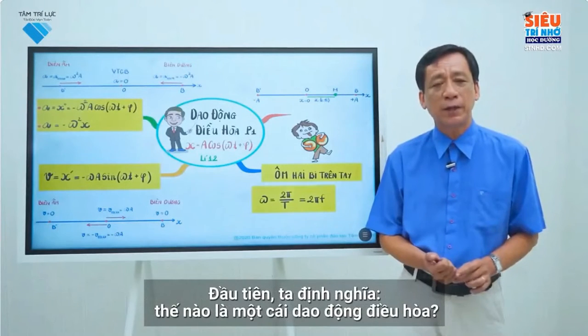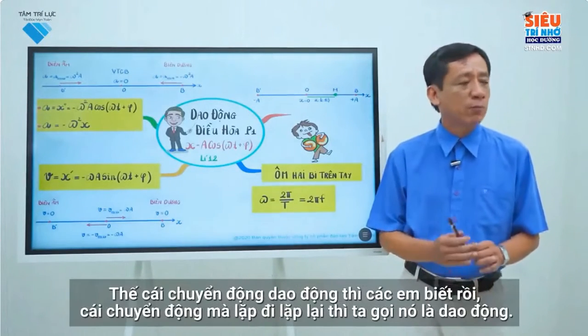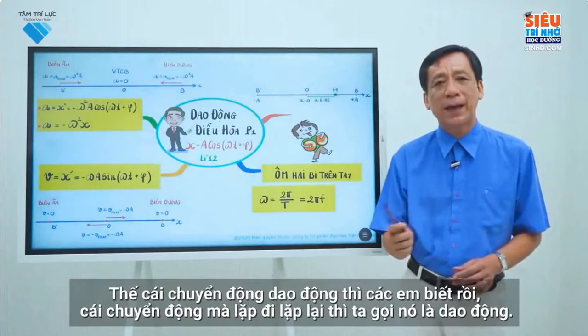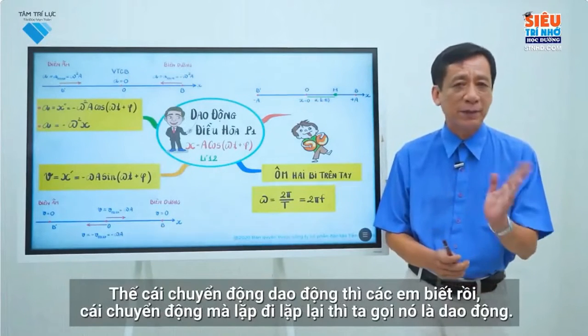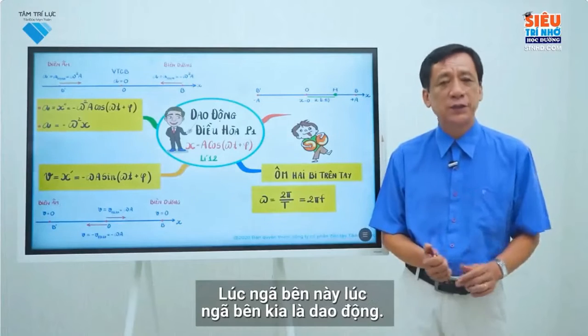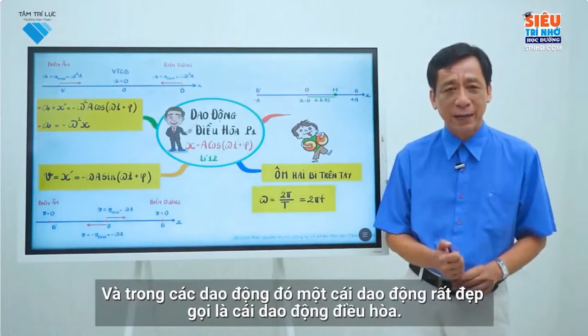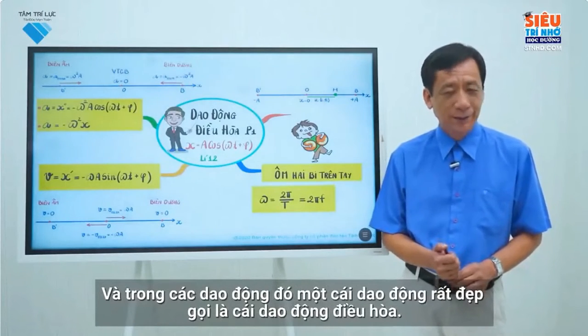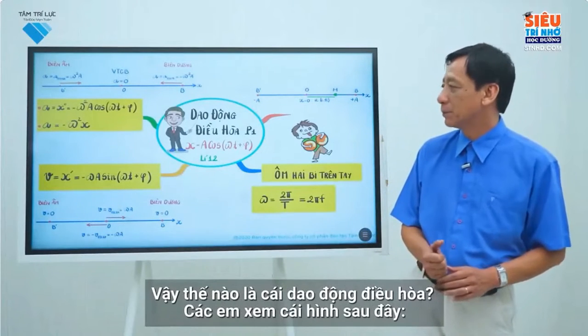First, what is harmonic oscillation? You've already known about oscillation. The motion that repeats over and over is called oscillation. When an object moves back and forth, it is called oscillation. And among different types of oscillations, there exists a very beautiful oscillation called the harmonic oscillation. So what is the harmonic oscillation?